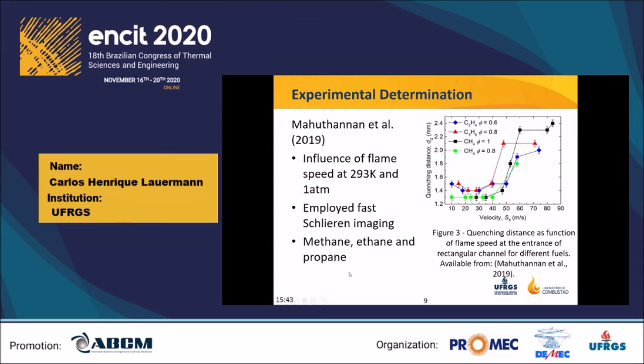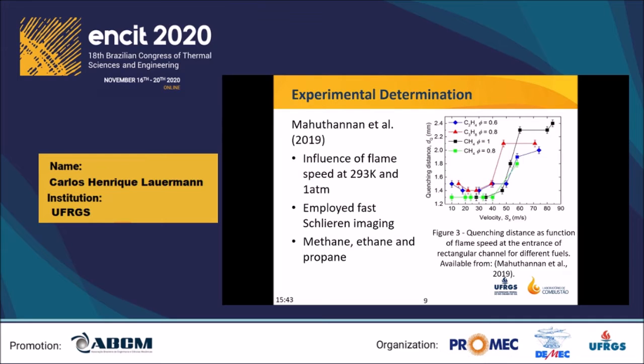Recently, Lauermann studied the influence of the flame speed on quenching distance, and the experiments happened at ambient temperature and 1 atmosphere. He tested different fuels with different equivalence ratios, and he employed fast Schlieren imaging to evaluate the flame between the parallel plates for methane, ethane, and propane. And as we can see, for higher flame speed, the quench distance got higher.